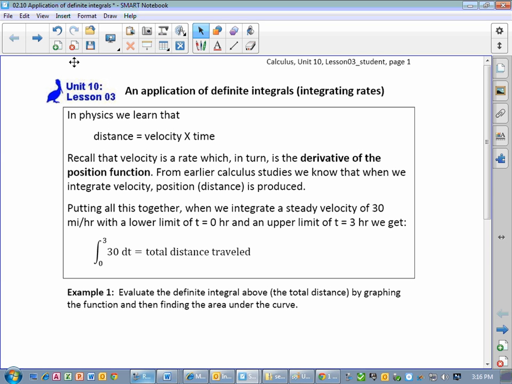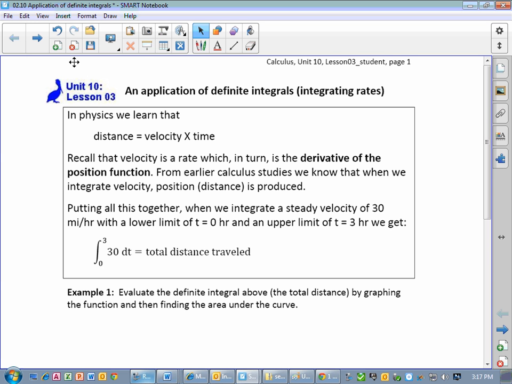Okay? So in physics, you have a formula: distance equals velocity times time. Okay, d equals rt. Usually it's rate times time, but velocity, remember, is actually a rate, which is the derivative of position. You're okay with that? And we know that if we integrate velocity, we actually get position. Right? So the derivative of position is velocity. If we integrate velocity, we get position.